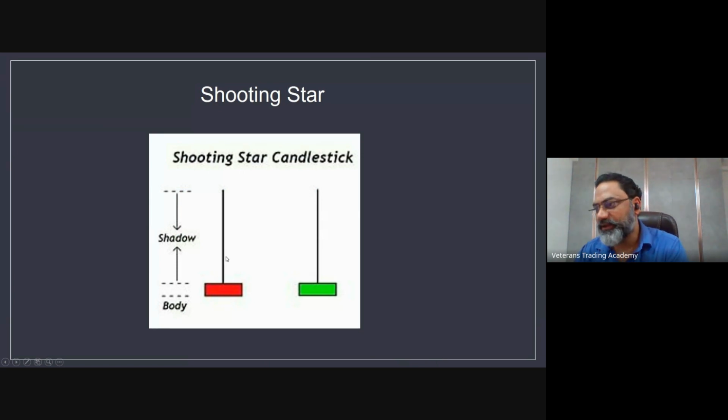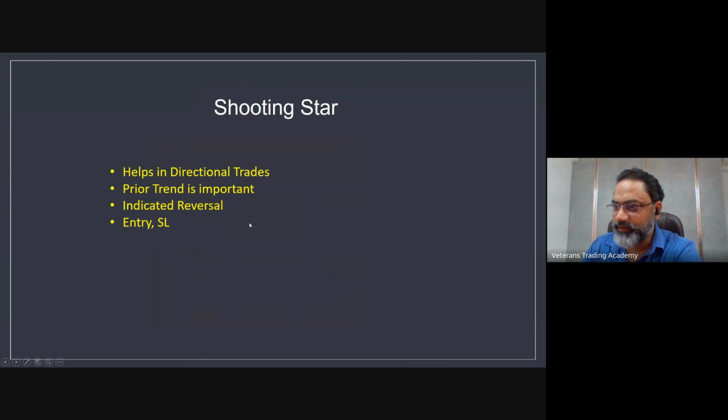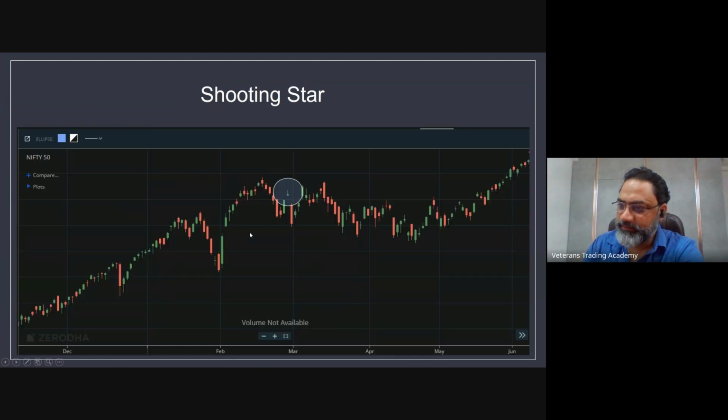And apart from paper umbrella, we also learned about shooting star, which is the pattern which indicates reversal. Again, prior trend is important. The trend should be up, and it indicates reversal of a pattern. And entry is again either at the end of the day or you can take it at the beginning of the next day. And stop loss is again at the high of the day.